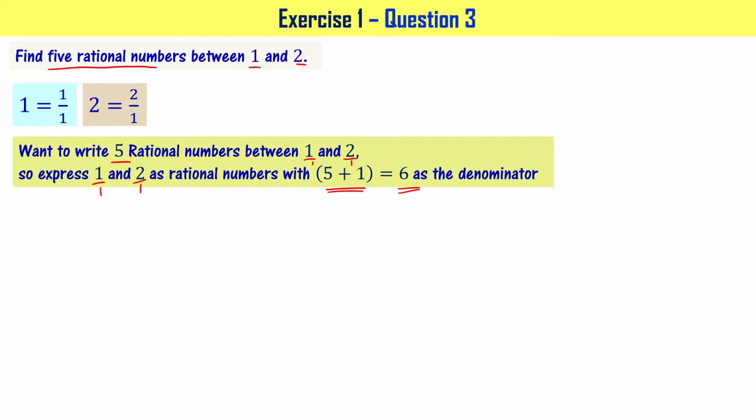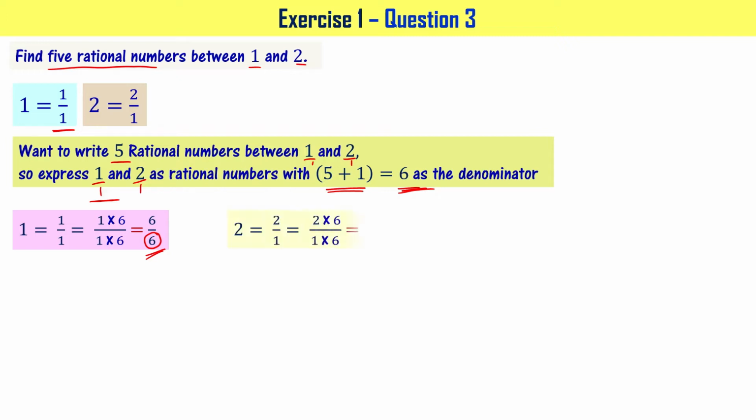How do we do that? For example, 1 by 1, if I multiply both numerator and denominator with number 6, I'm going to get 6 by 6, right? So look at this, the denominator is 6. That's what we wanted, right? We want to write 1 by 1 as a rational number with 6 as the denominator. Now, 2 by 1 can also be made a rational number with 6 as the denominator. For that, I'll multiply both numerator and denominator of 2 by 1 with 6. When I do that, what I get is 12 by 6. The denominator is 6 again, right?